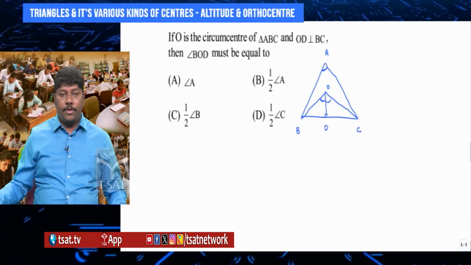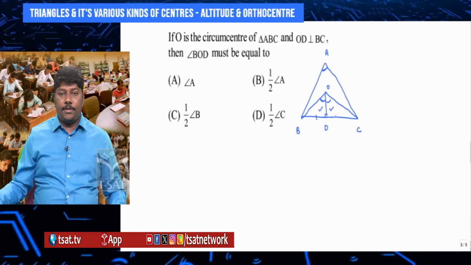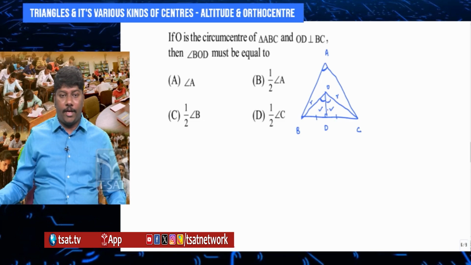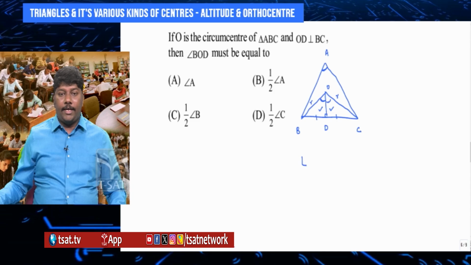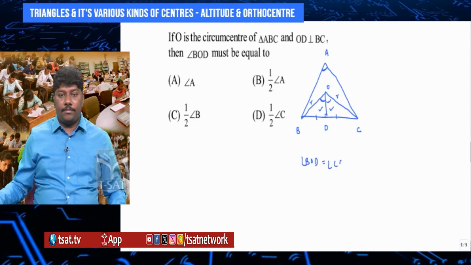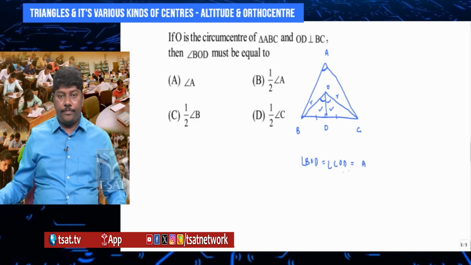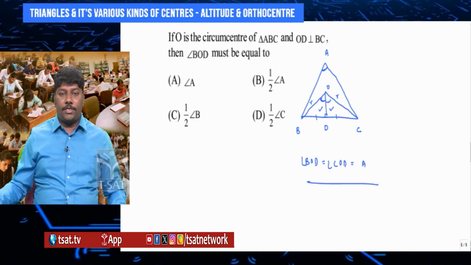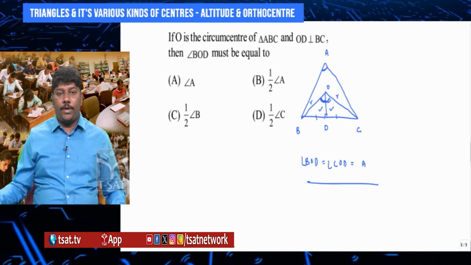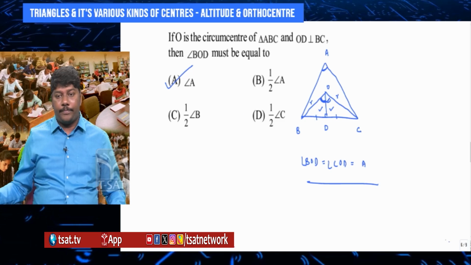If you observe, these two triangles are congruent because OD is a perpendicular bisector. This is a radius, this is a radius, and this is a common side. Therefore, angle BOD is equal to angle COD, is equal to A, because both sum to 2 times A. Therefore, BOD is equal to A.